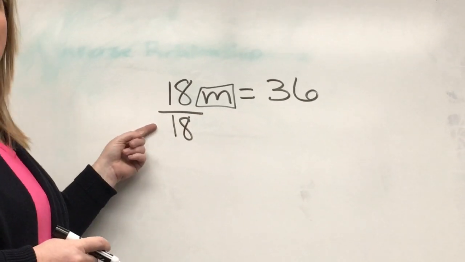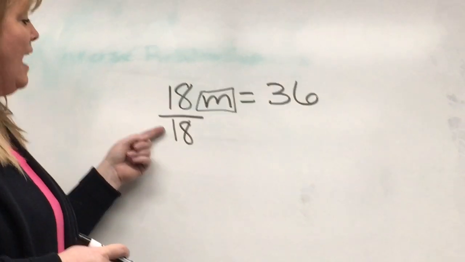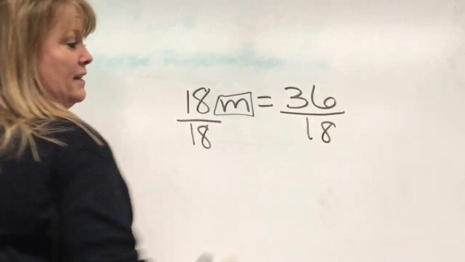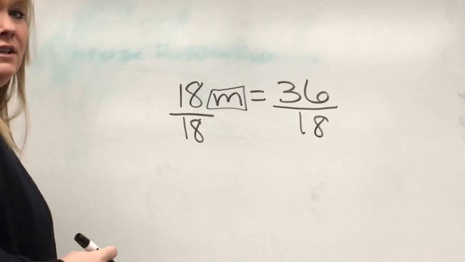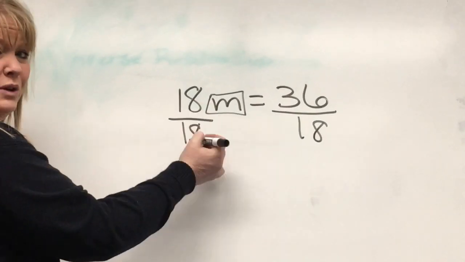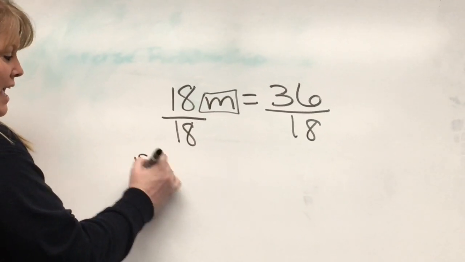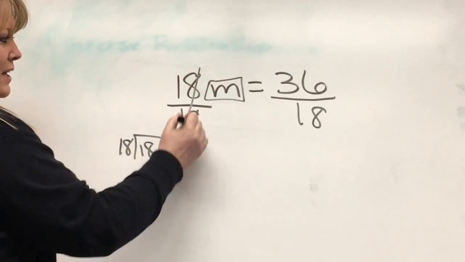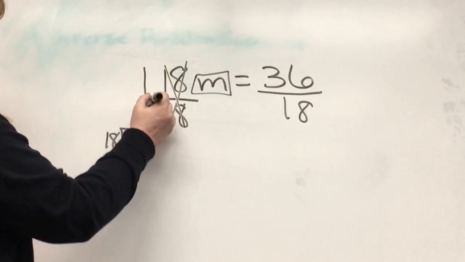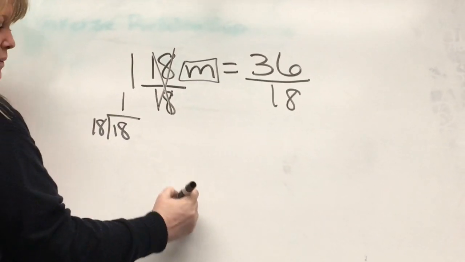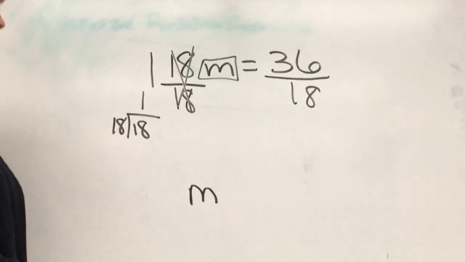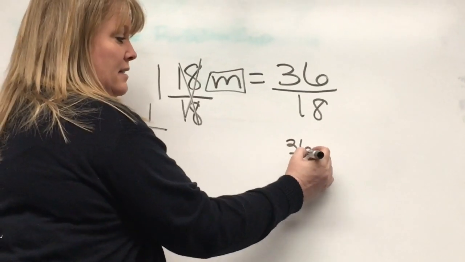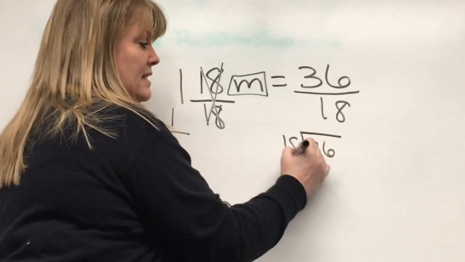Because of my balance of equations, I have to do what I do to one side, I have to do to the other side. Got it? So I could rewrite this if I needed to. 18 divided by 18. Well, I know that's 1. That leaves me 1m, and we know that's the same as m. I could rewrite this equation, 36 divided by 18.